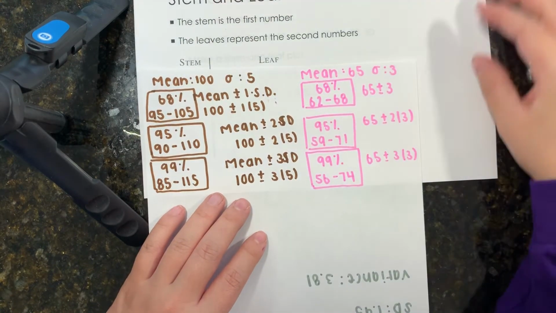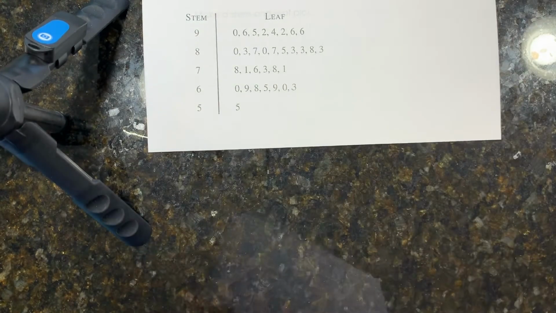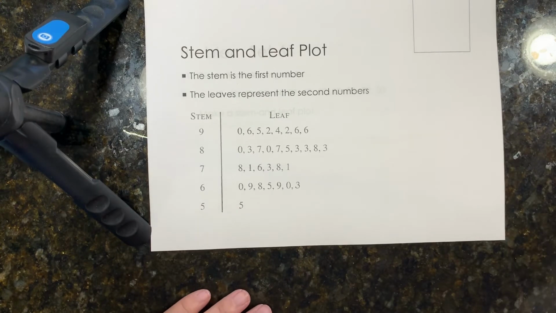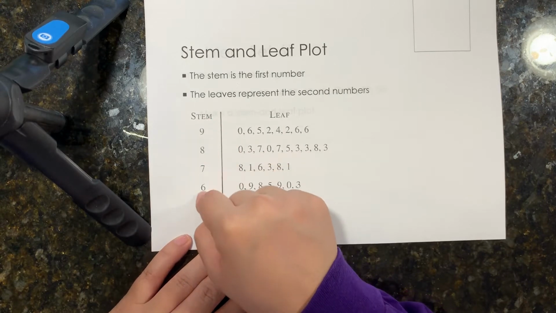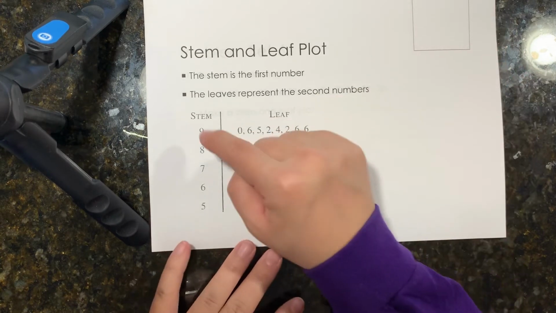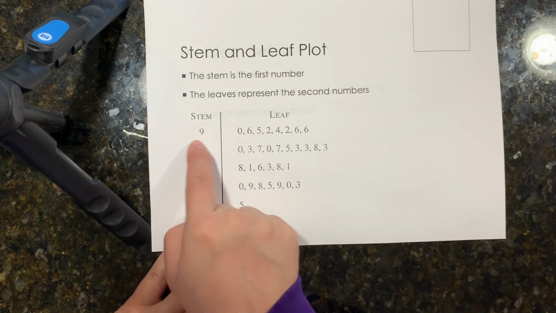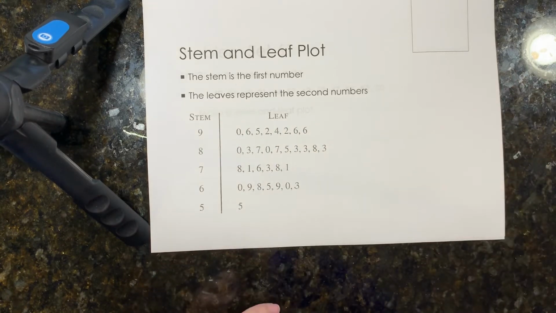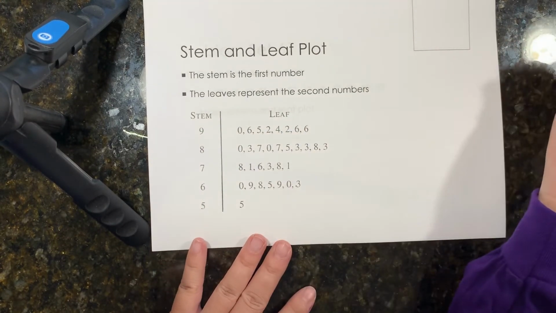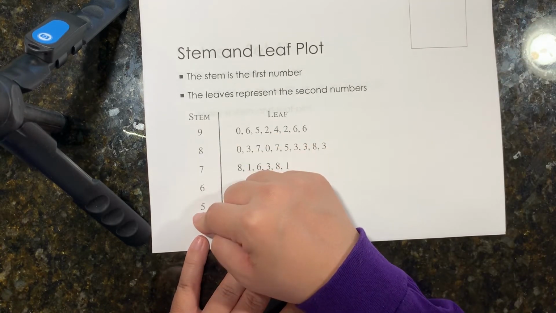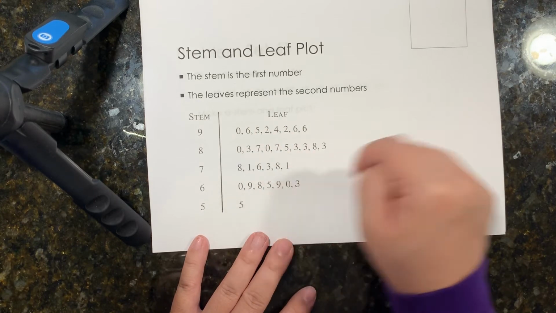The next thing we're going to look at is called a stem and a leaf plot. You have seen these before, and this is something that you're going to see probably on your standardized testing. Your stem is going to be your first number, in this case your tens digit. So this represents 90, 96, 95. The leaves represent your second number, which is your units digit. To create it, you would just list all your tens digits and then list all of your units digits next to it.